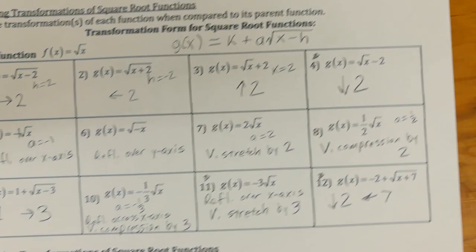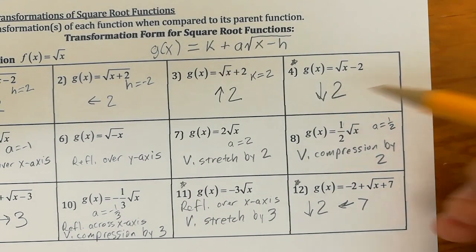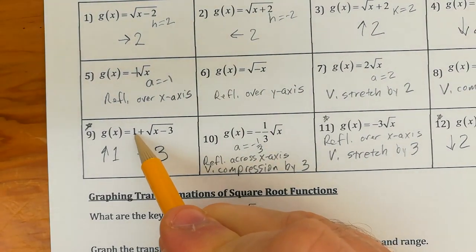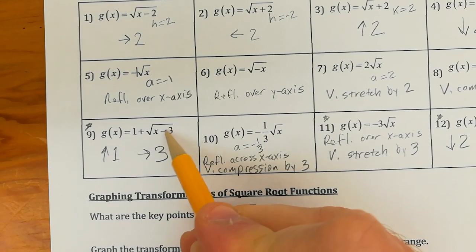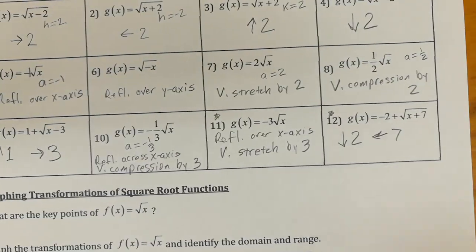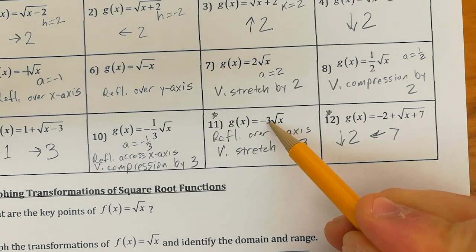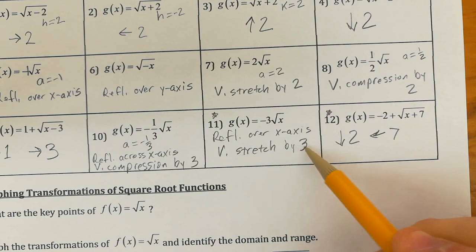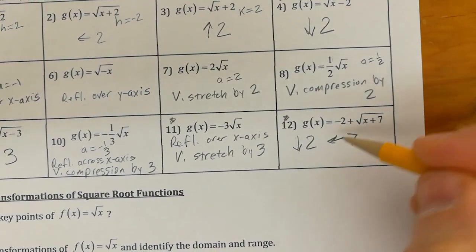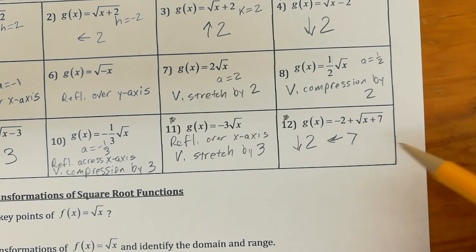Okay, so number 4 was just down 2. Remember, this is k, and it's negative 2, so it's going to be a vertical shift down by 2. Number 9, here k is out front. That happens sometimes. This would be up 1, and then this is right 3. Remember, h lies there. Number 11, we have a negative a value, so we have a reflection over the x-axis, and then a, ignoring the negative, is 3, so vertical stretch by 3. And then here, k is negative 2, so it goes down 2, and then left 7.